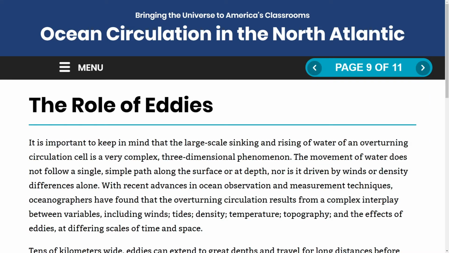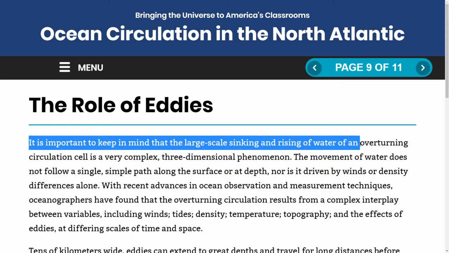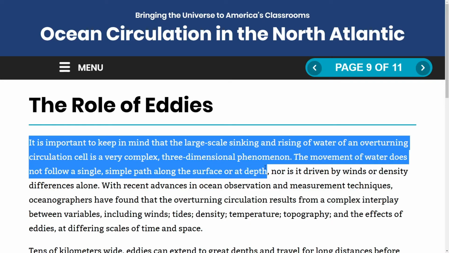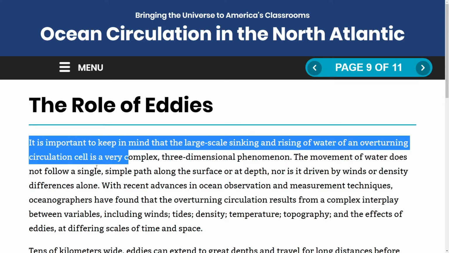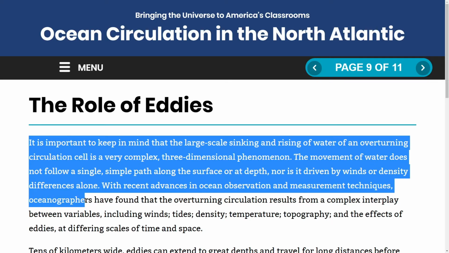Page 9. The role of the eddies. It is important to keep in mind that the large-scale sinking and rising of water of an overturning circulation cell is a very complex, three-dimensional phenomenon. The movement of water does not follow a single simple path along the surface or at depth, nor is it driven by winds or density differences alone.